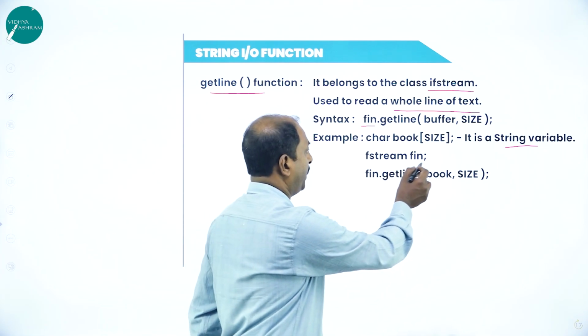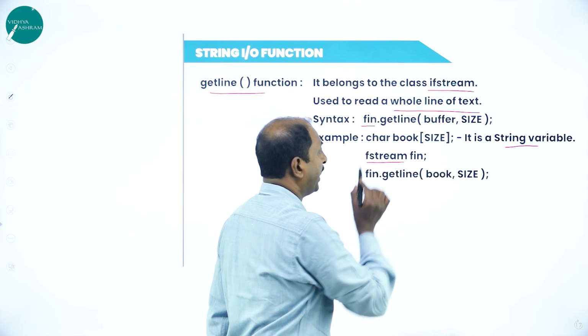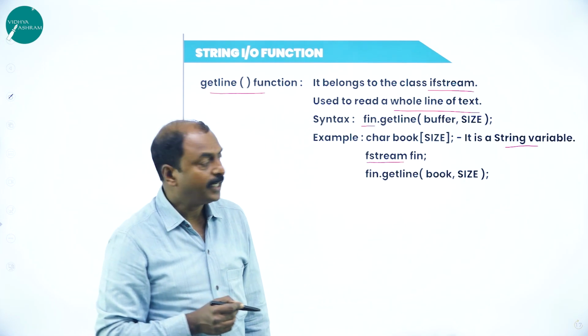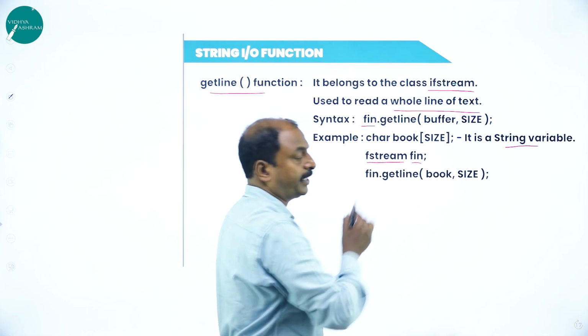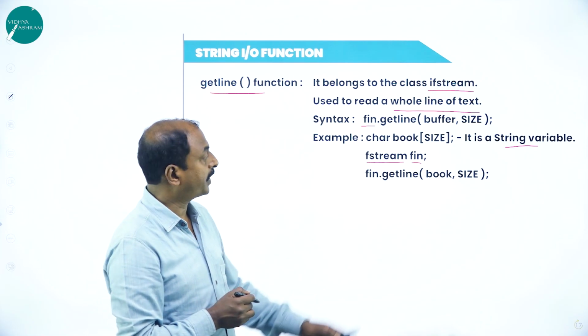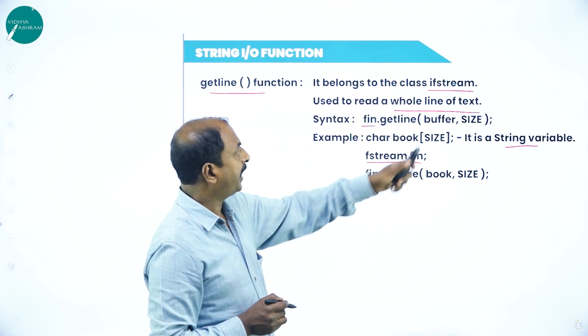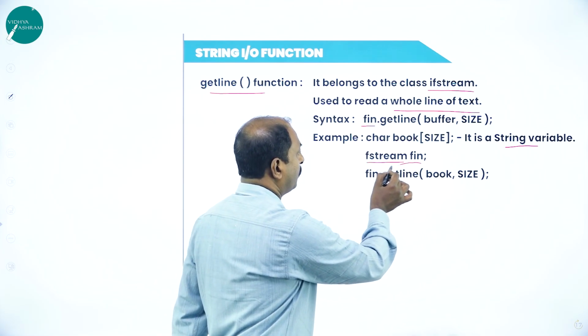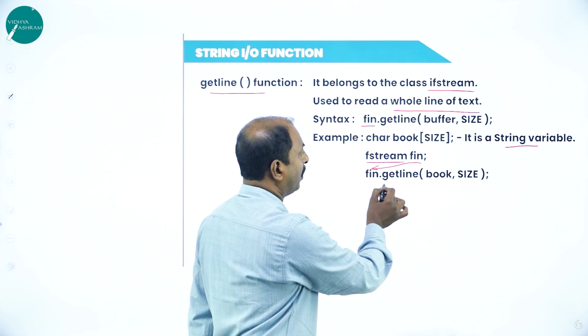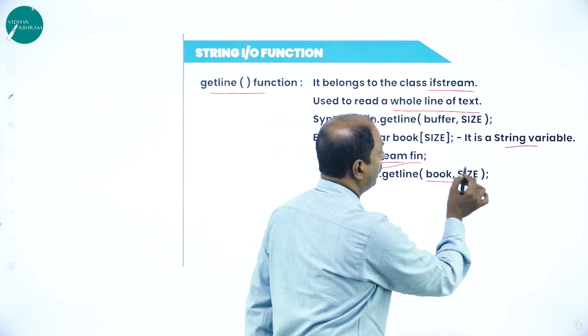Now fstream fin, or fin. Here fstream is the class, and fin is an object of the class fstream. The syntax is fin.getline(book, size). Here fin is an object.